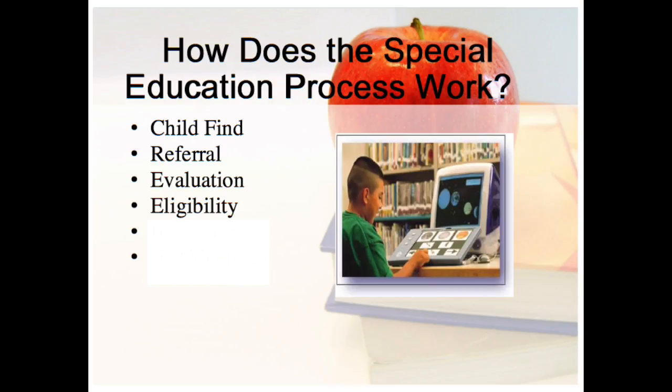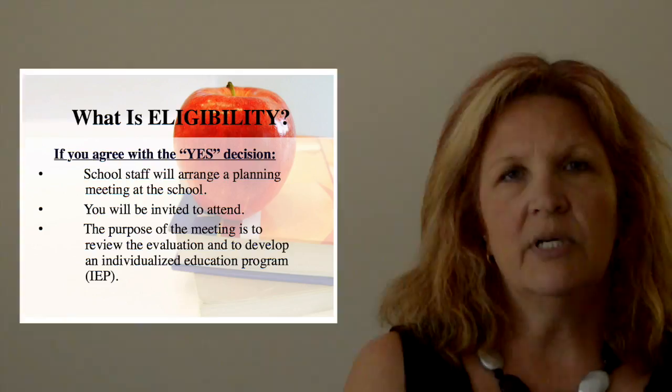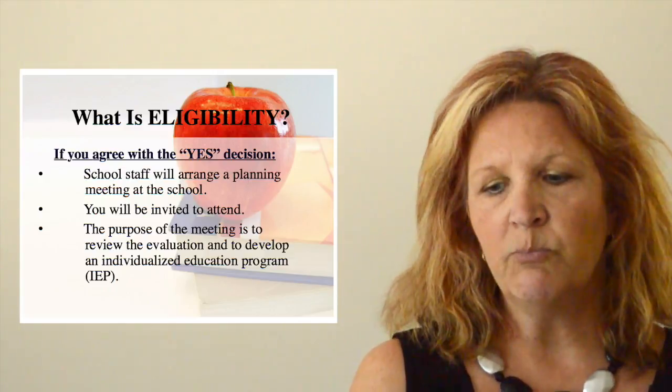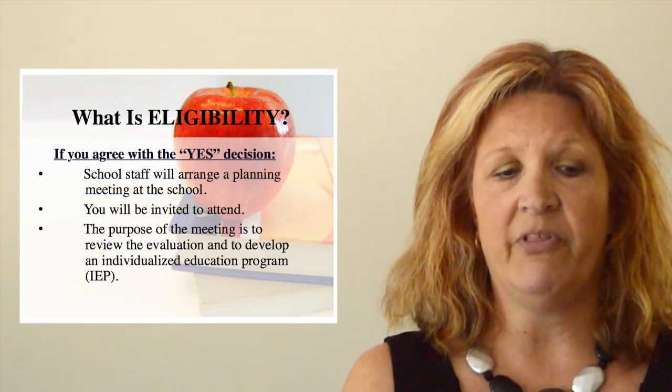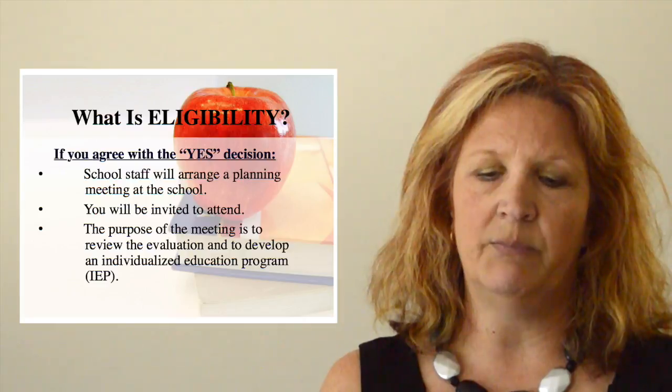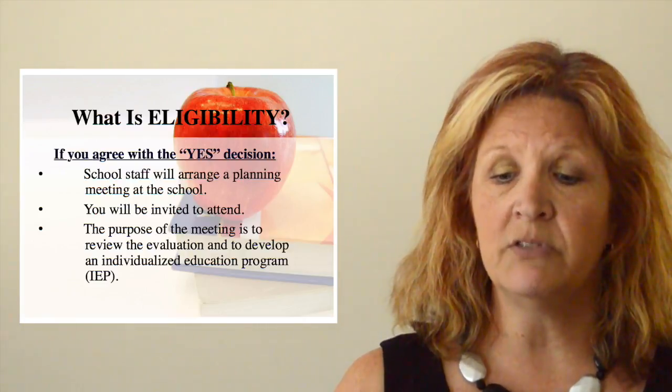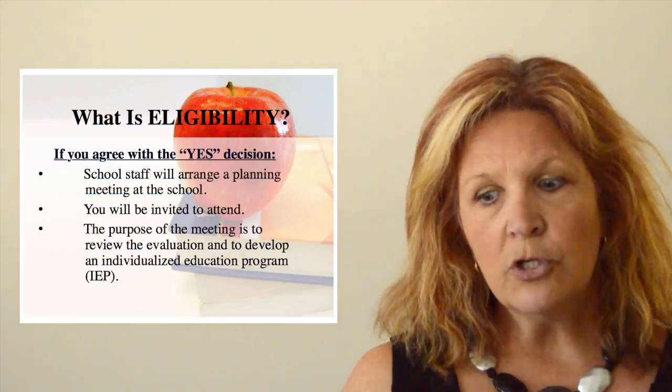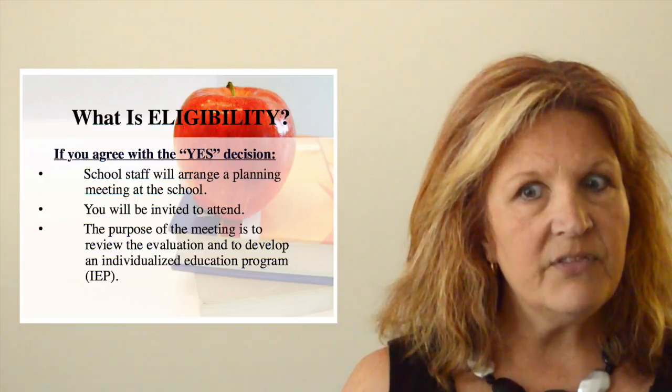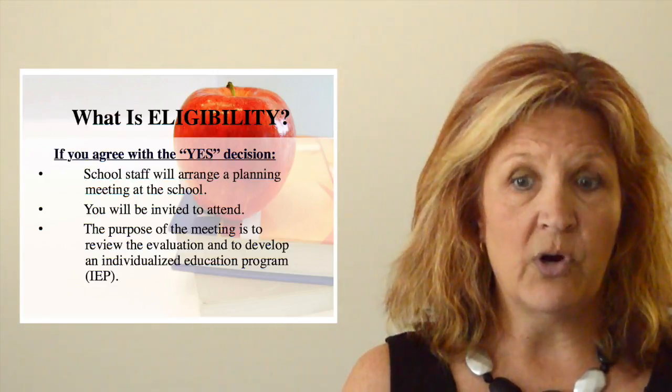All right, so what is eligibility and how is it determined? So a team is put together. This includes parents and professionals, and it's very important to remember that you are an integral part of this team. The school very much wants you to be involved in this team. And they will determine eligibility after reviewing all of the data that's been gathered from the evaluation process.